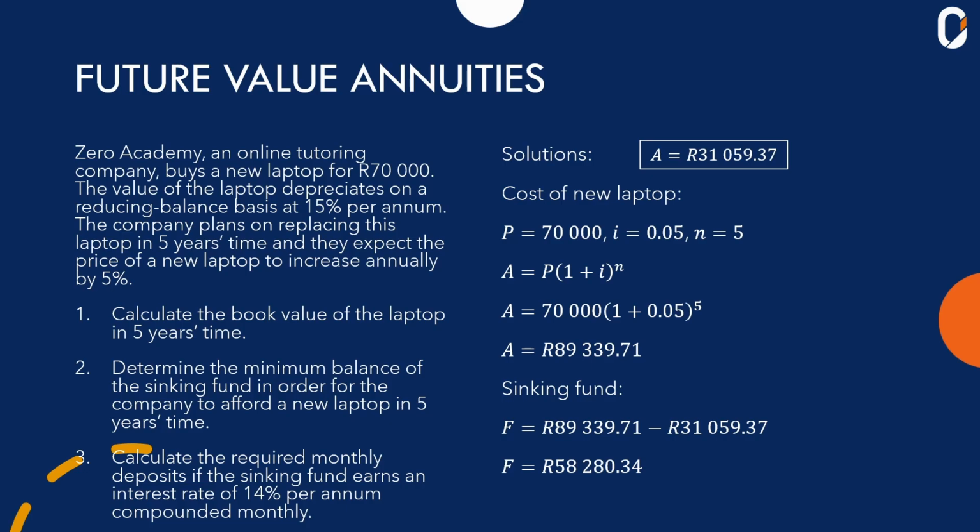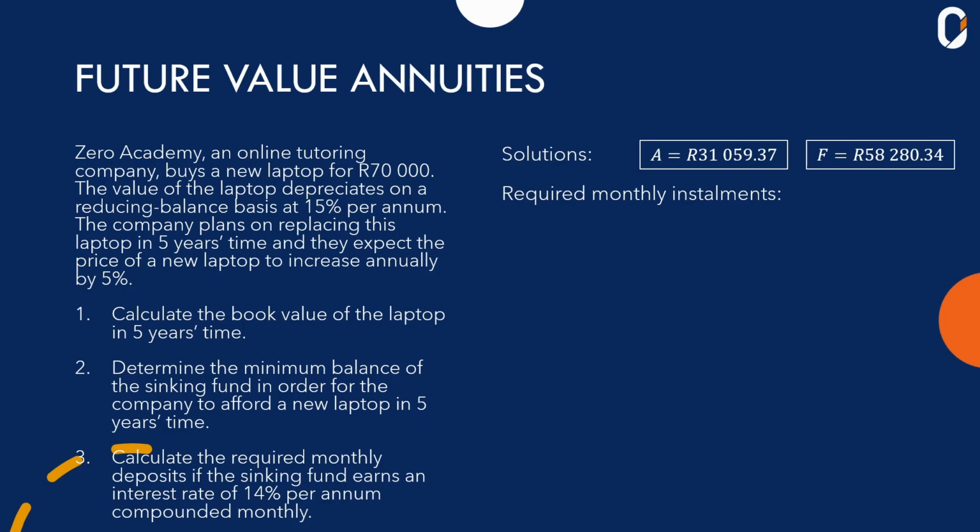Now let's move on to question number 3, the required monthly installments. We know that our future value needs to be 58,280.34, which will add to the 31,059 in order for the company to be able to afford a new laptop. And hence our F is equal to 58,280.34. Our i is equal to now 0.14 divided by 12. And finally, the number of periods n is equal to 5 multiplied by 12, which is equal to 60. And the monthly installment, X, is what we are trying to find. We don't know that yet.